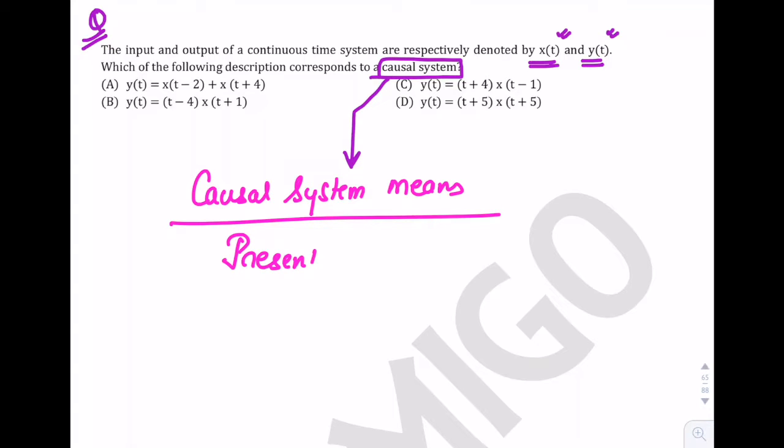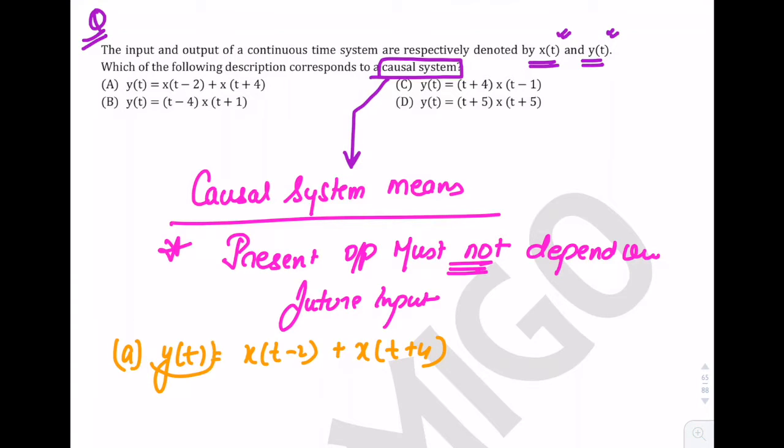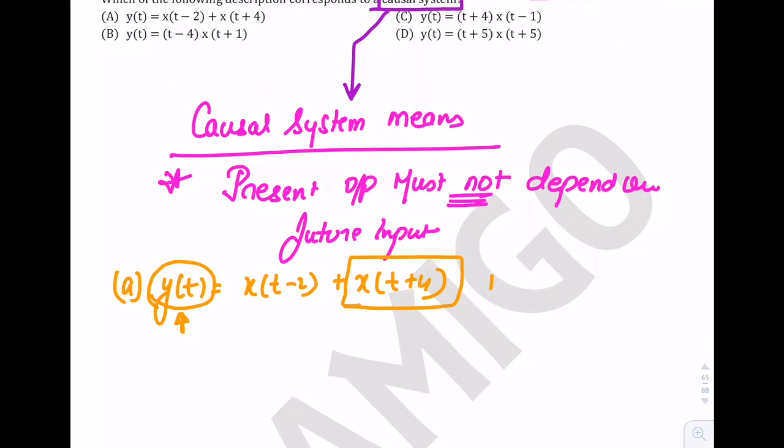present output must not depend on future input. Now if we see option A, here y(t) is equal to x(t-2) and x(t+4). So we can see that the present value, that is y(t), is dependent on the future value, that is x(t+4). So this is a non-causal system.